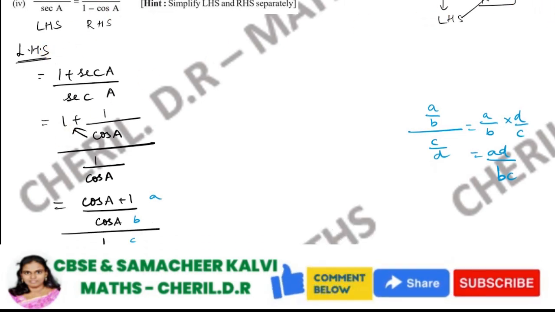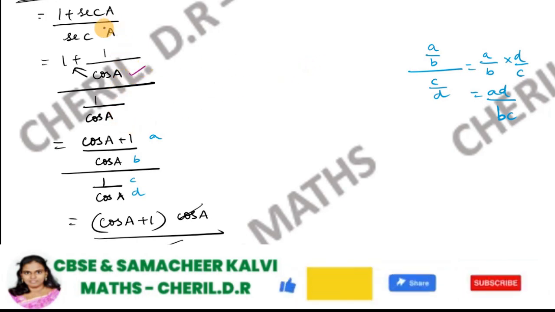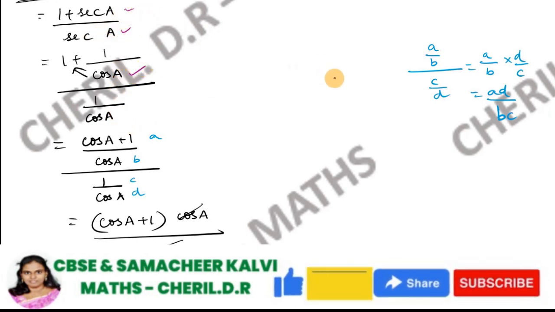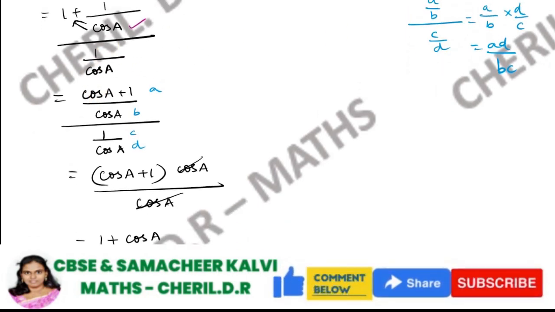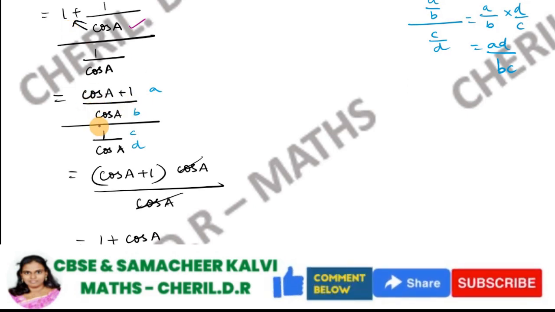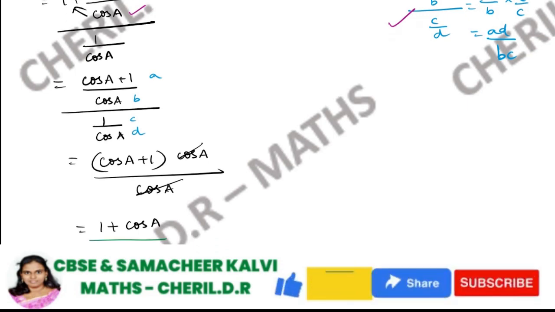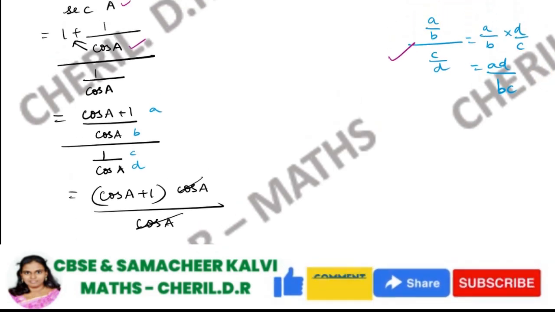So secant A, we are writing it in terms of 1 by cos A. Okay. So for both secant A in the numerator and the denominator, we are going to write it as 1 by cos A. And then we are going to take the LCM here. Okay, and then you are going to write it as cos A plus 1 by cos A. So then you are going to write this as A by B by C by D. So using this relation. Okay, it's all very basic, children.